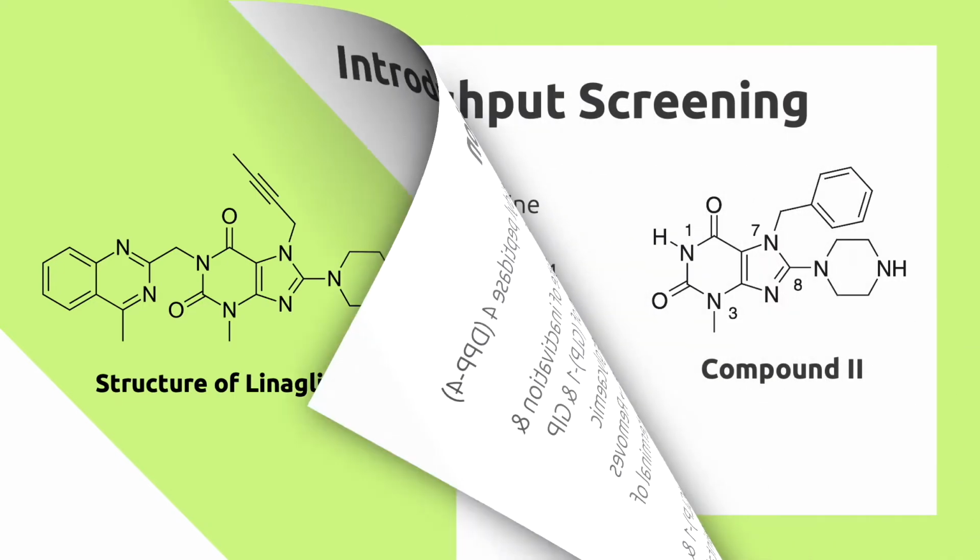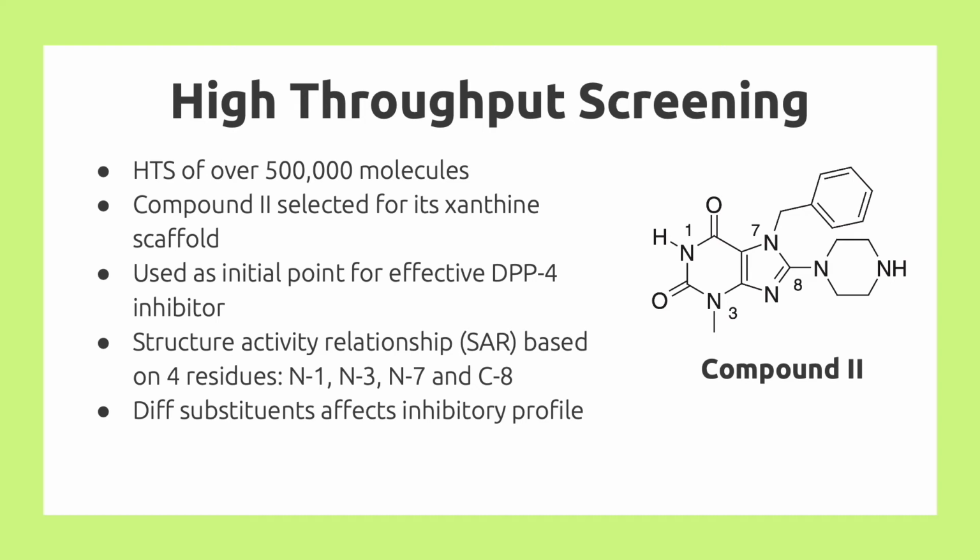The discovery of Linagliptin started with a high-throughput screening, or HTS, of over 500,000 molecules. Of the molecules that were screened, compound 2 displayed great promise due to its xanthine scaffold, and was used as an initial point for designing an effective DPP4 inhibitor molecule. The structure-activity relationship, or SAR, of compound 2 revolved around 4 residues, which are N1, N3, N7, and C8, and how their substituents linked to the xanthine core affected the inhibitory profile of the molecule.